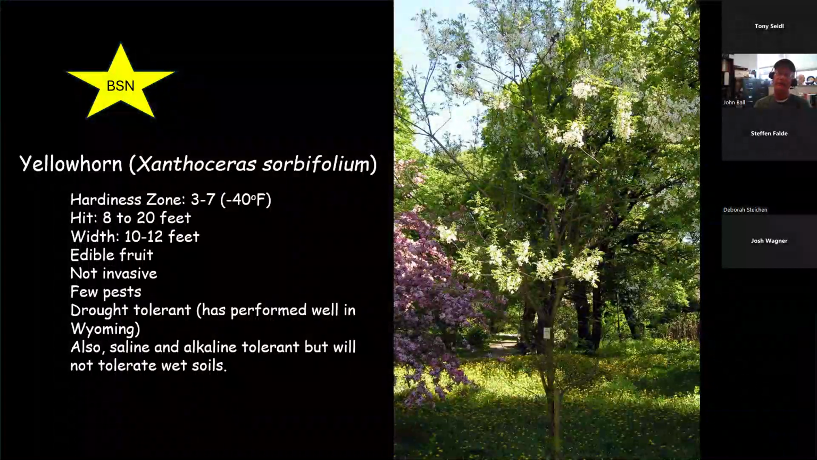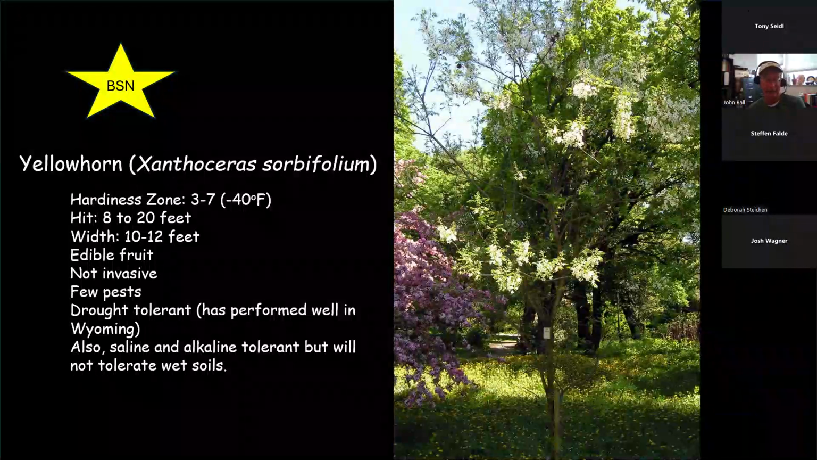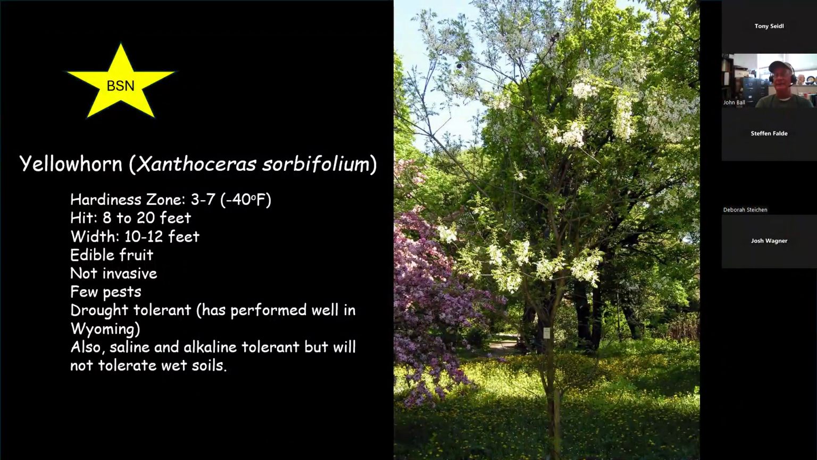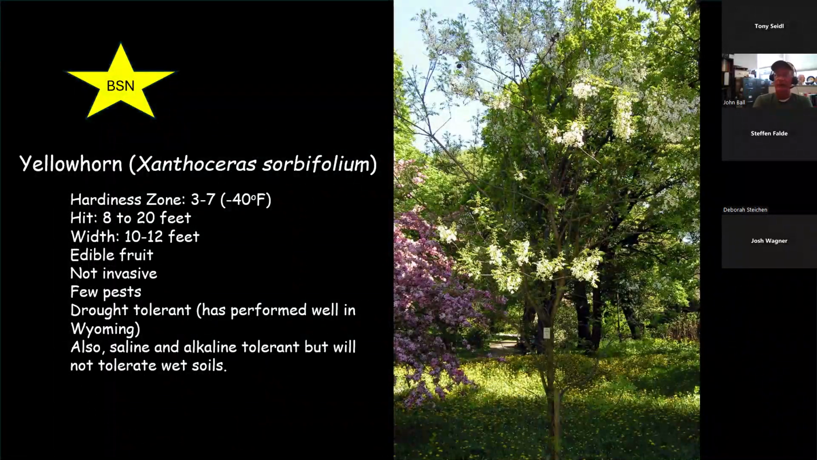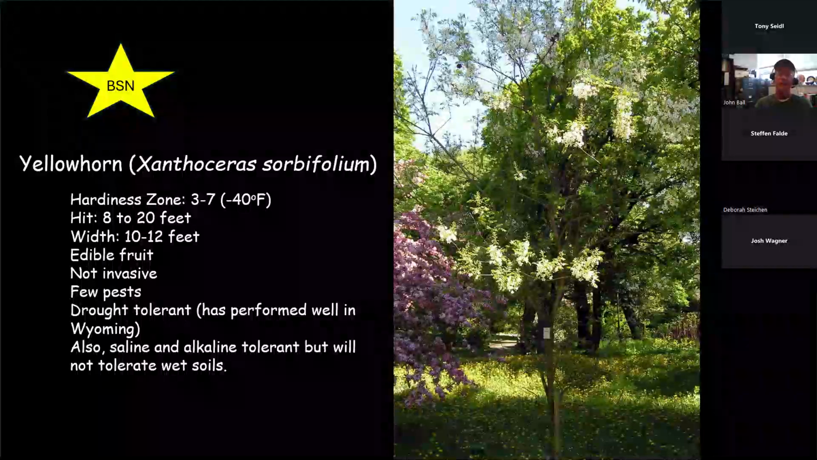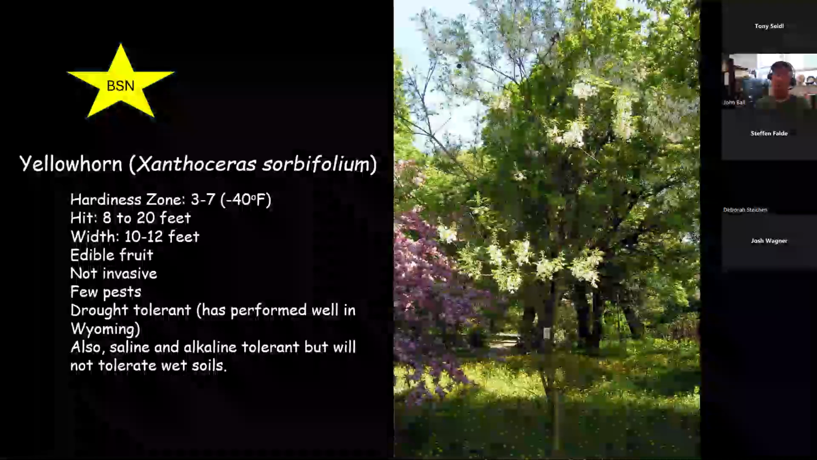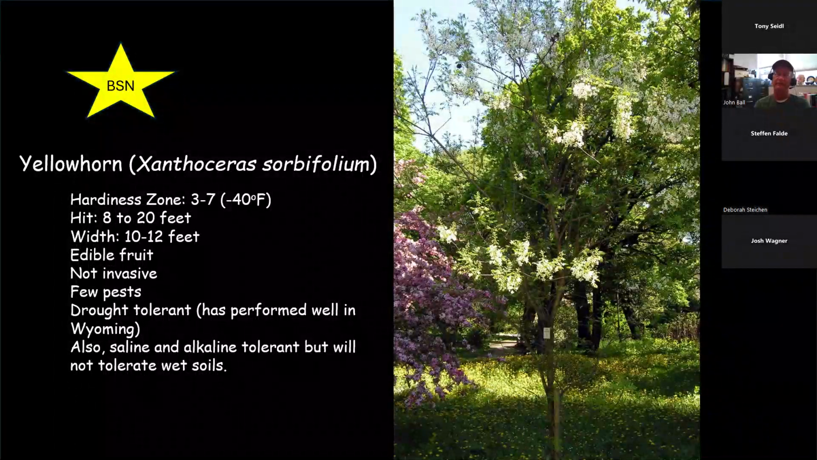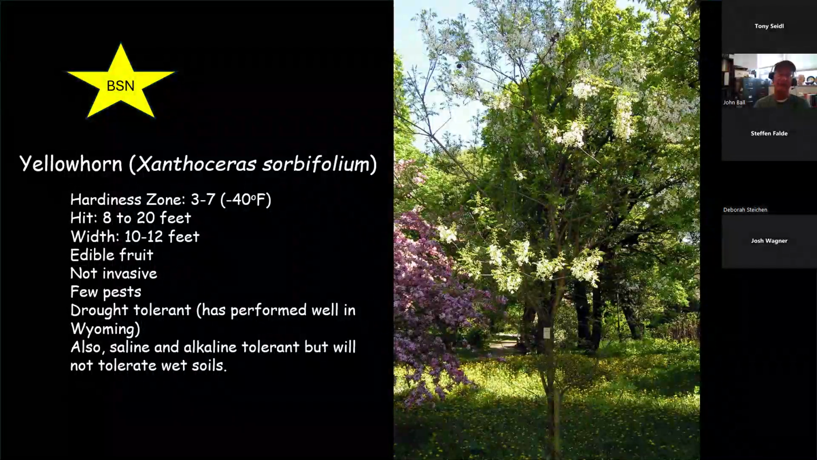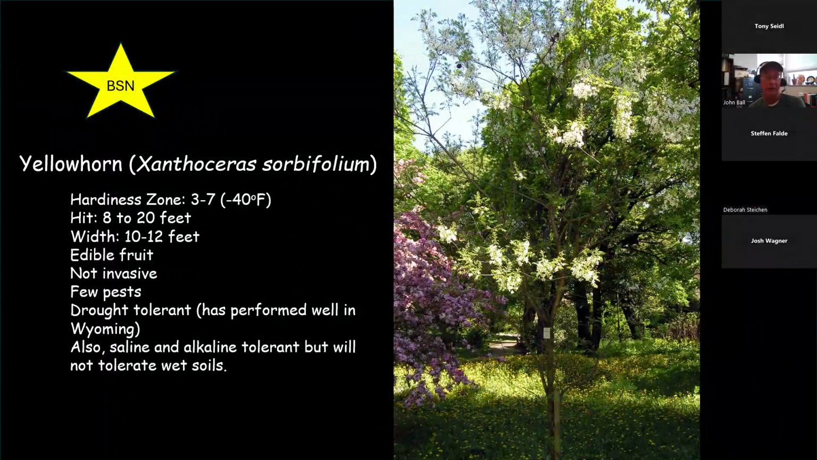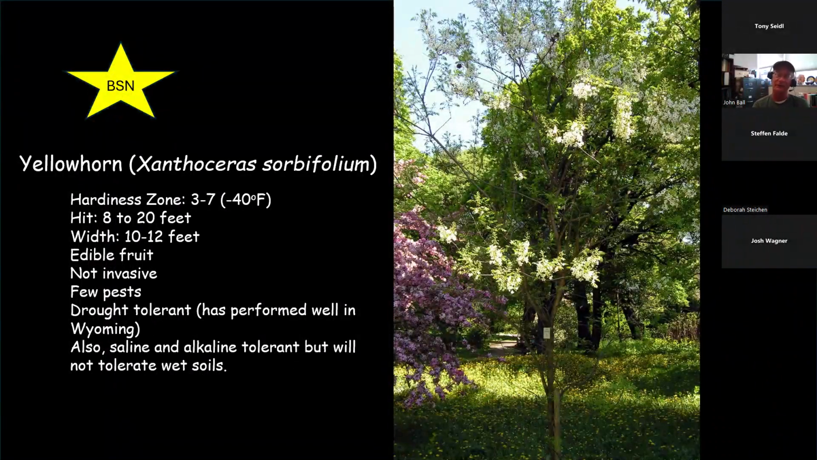Height about 8 to 20 feet. Edible fruit. It's not invasive. USDA has looked it over. Nobody wants something going crazy. Few pests because it's so isolated from everything else. Drought tolerant. Where it's native, it grows in 14 inches of precip. That's it. It also takes salt, saline soils, and alkaline tolerance. What it will not tolerate is wet feet if you have wet soils. Sounds pretty good so far, doesn't it?